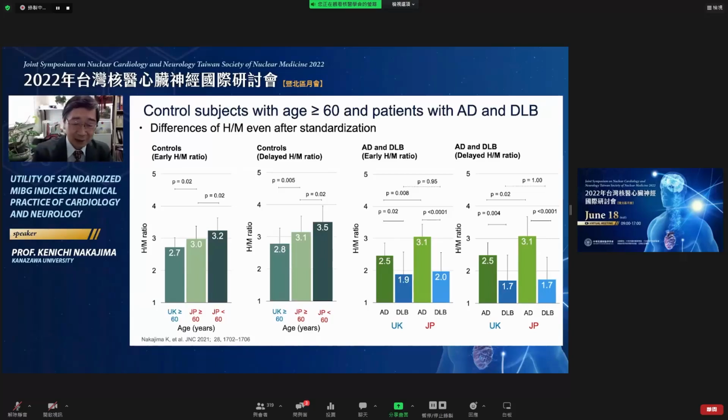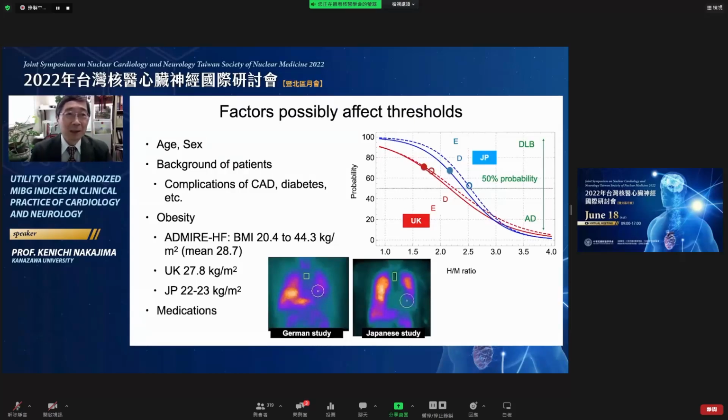So how can I understand such differences? There are some factors that possibly affect the thresholds. For example, age and sex, and the background of the patients, like coronary artery disease, diabetes, and so on. In the Japanese multi-center study, complications are carefully excluded. But in the UK study, these are included. So the background is a little bit different.